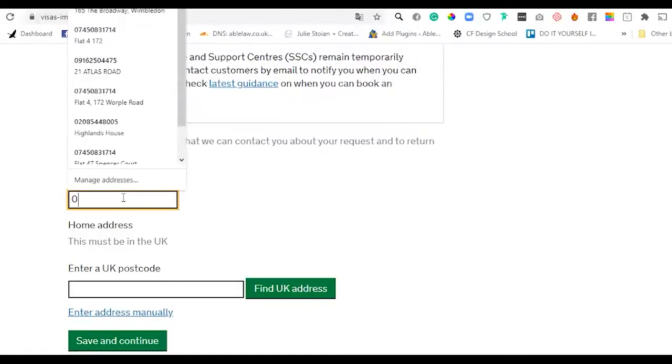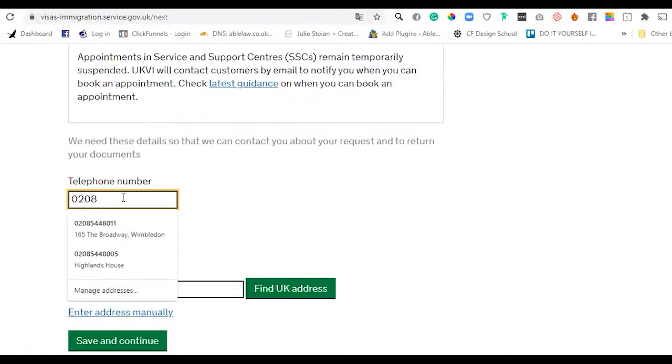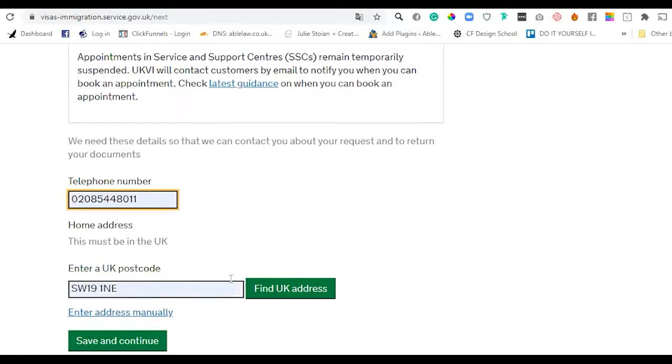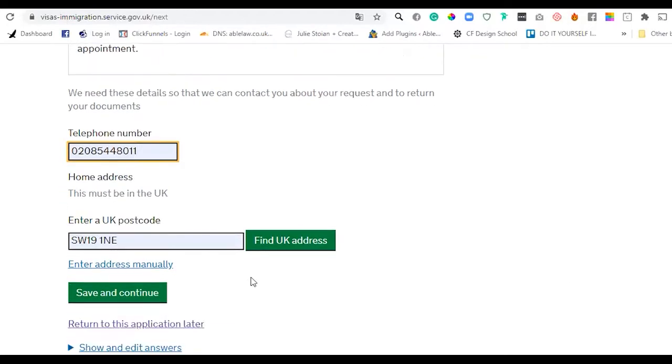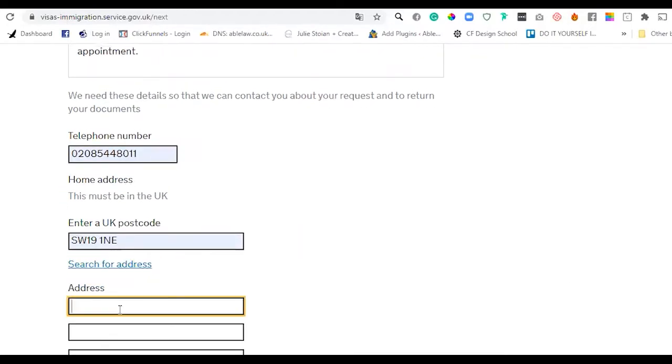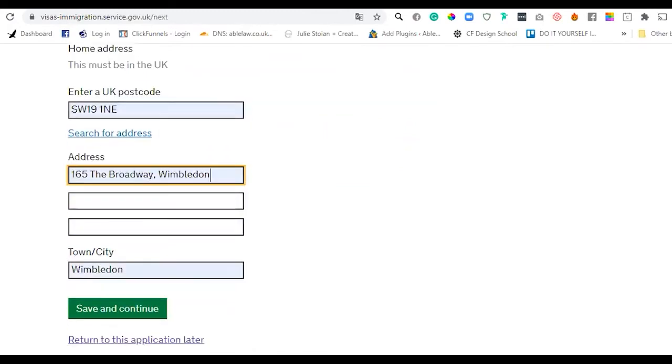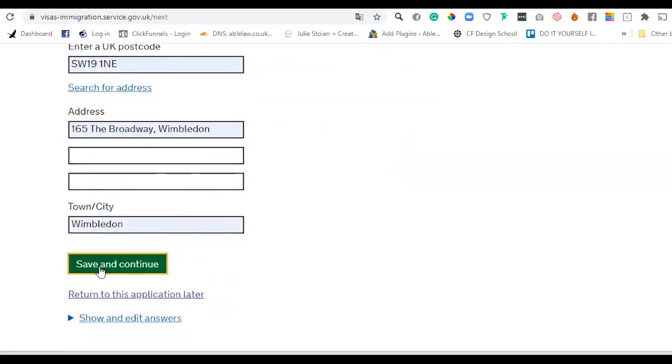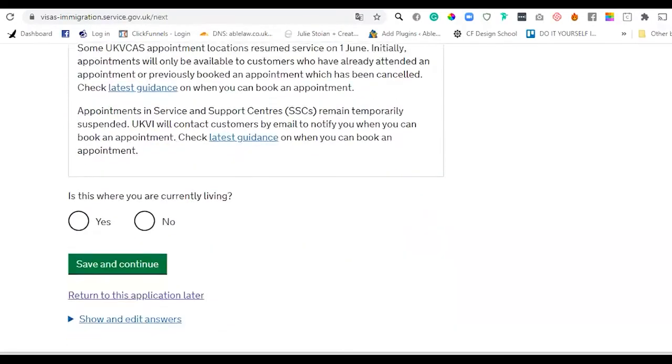I don't have to make things up, it's just there. So I'm going to put my number, which is the office number. And then the address is also the office address, 165 the Broadway, which is my office number. And then, is this where you are currently living? We'd say yes.